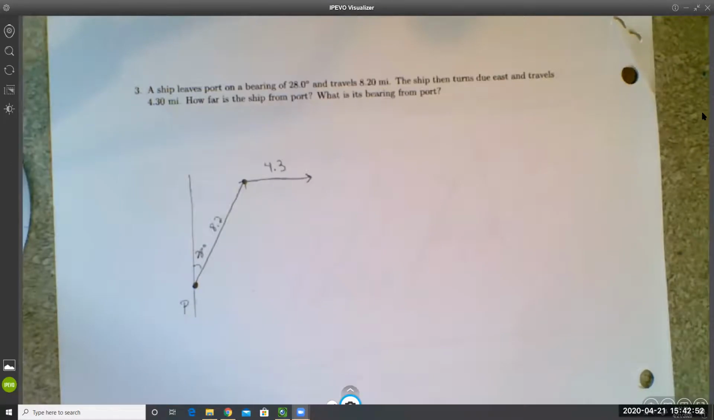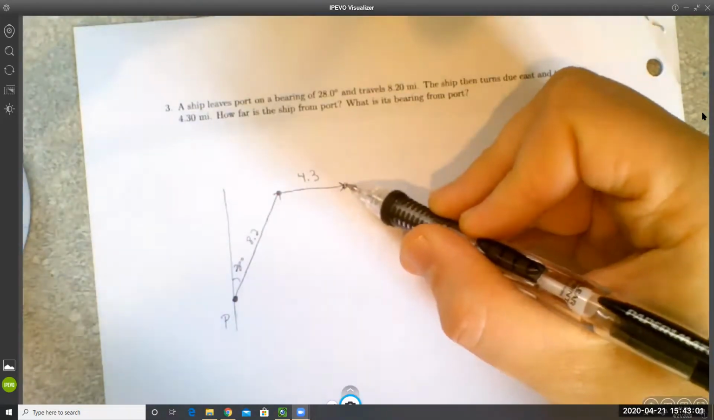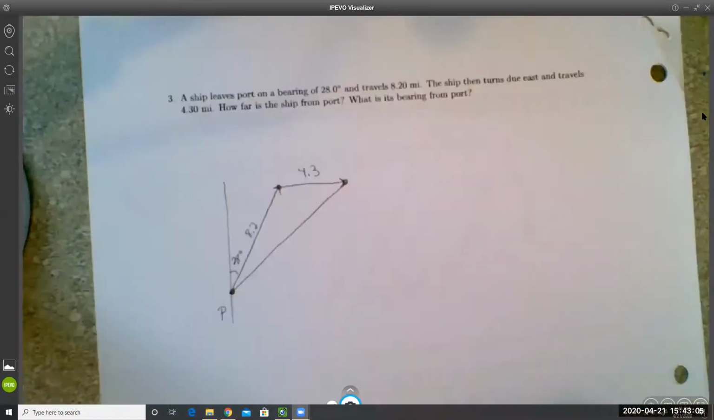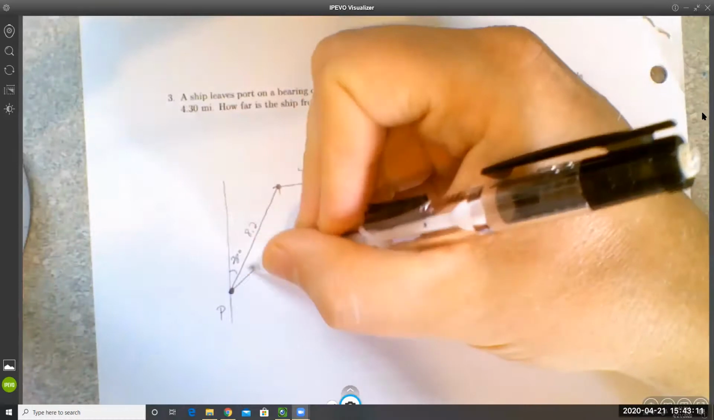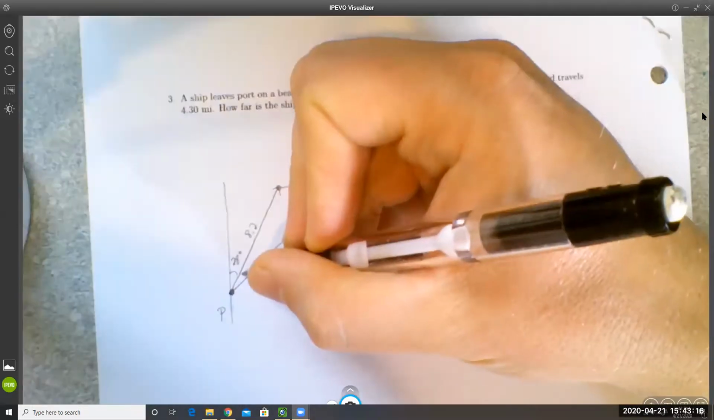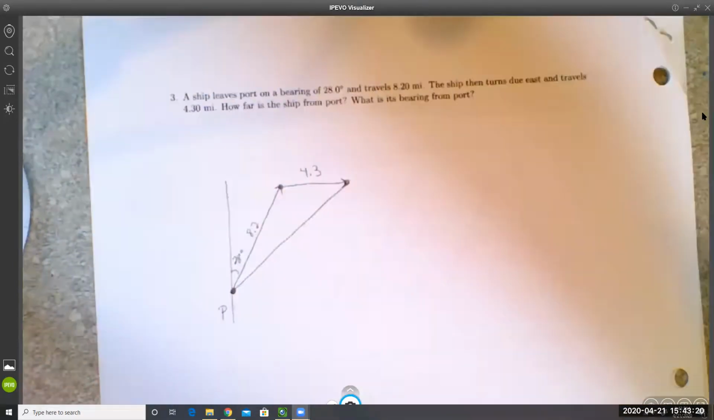And then we want to know how far the ship is from port. Remember, this is port, this is the ending place. So we want to know what this distance is here. And what's the bearing? So we want to know what's its bearing from port. In other words, what is its angle from the north? So we want to know that angle, which means most likely we're going to be finding this little angle so that we can add these two things together in a second.